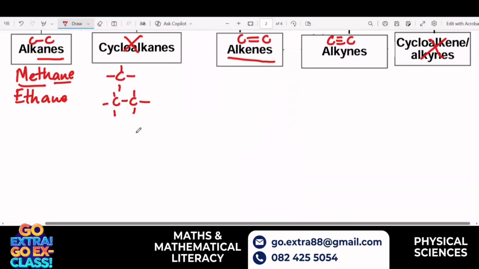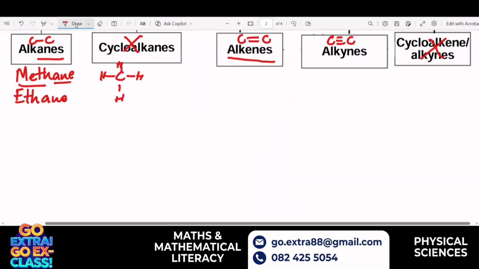Because these are hydrocarbons, there are hydrogens here. Definitely, you can put the hydrogens here if you like. So this will be hydrogen. Let me just remove this one here and create some space. So this is how methane will look.